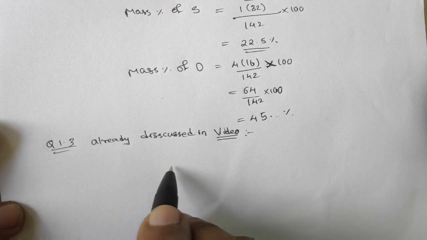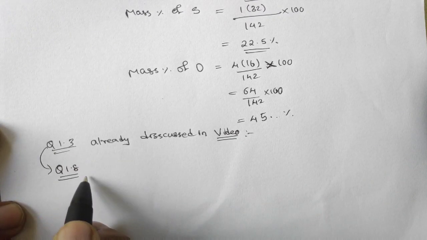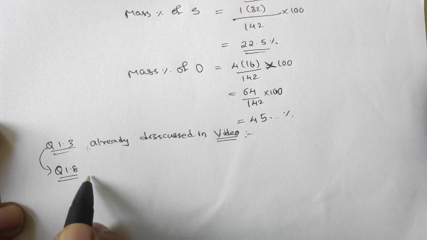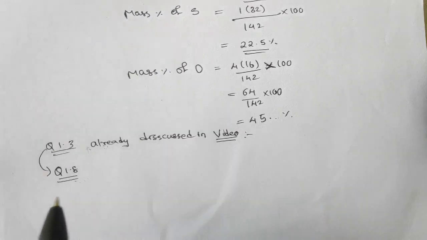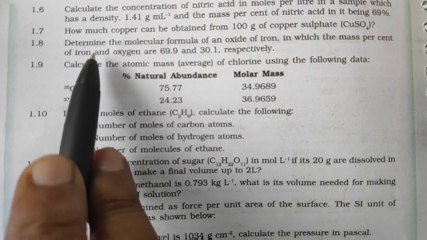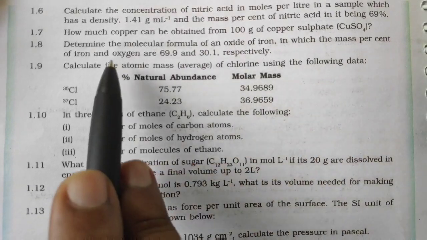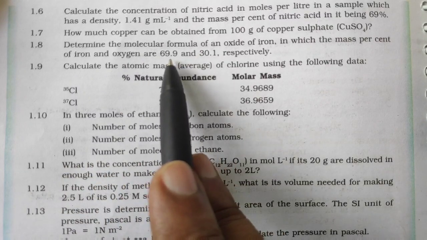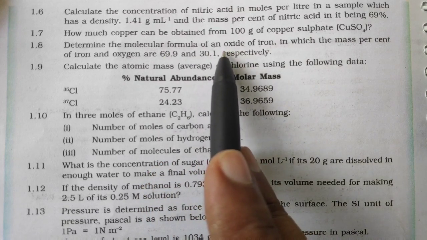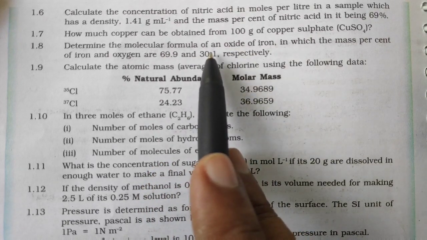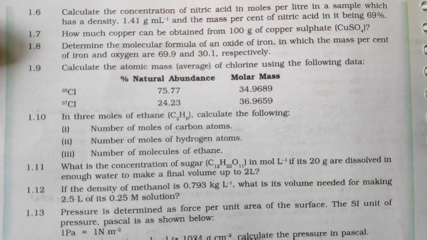Next, based on 1.3 there is another question, 1.8, that we will do first, because it's a connecting question, asked based on this 1.3 question. Now the 1.8 question: determine the molecular formula of an oxide of iron in which the mass percent of iron and oxygen are 69.9 and 30.1 respectively. Now this we have already found, the empirical formula. From that you have to find the molecular formula. So that we are going to do next.